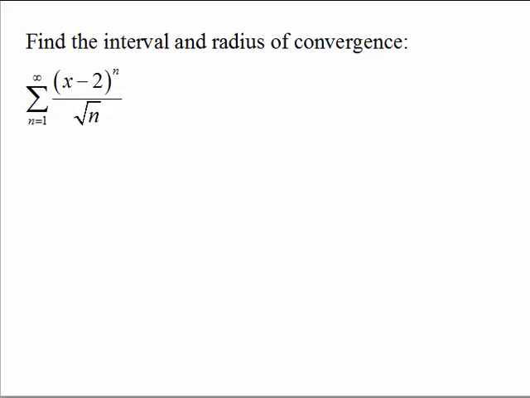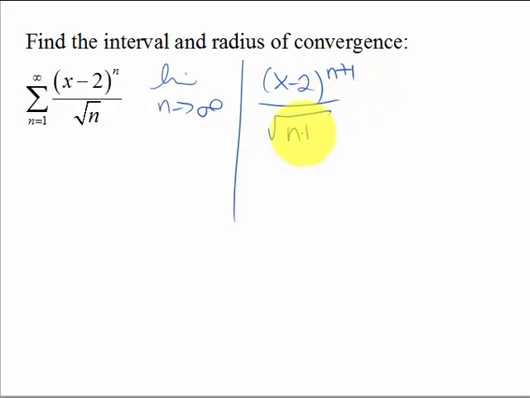So let's find the interval and radius of convergence of this series. Let's go ahead and apply the ratio test. We have the limit as n goes to infinity of the absolute value of x minus 2 to the n plus 1 term, so n plus 1 over the square root of n plus 1. And then we typically divide that by the nth term, so we will multiply by the reciprocal, so square root of n over x minus 2 to the nth.